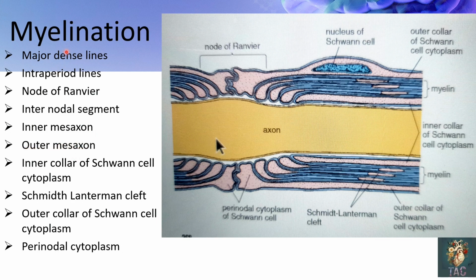So these are the different terms which I am repeatedly telling you about during the process of the myelination. This is again the inner collar of the Schwann cell cytoplasm. These are the Schmidt-Lantermann clefts. This is the outer collar of the Schwann cell cytoplasm. This area is the perinodal, and this is the node of Ranvier where the axon is present.